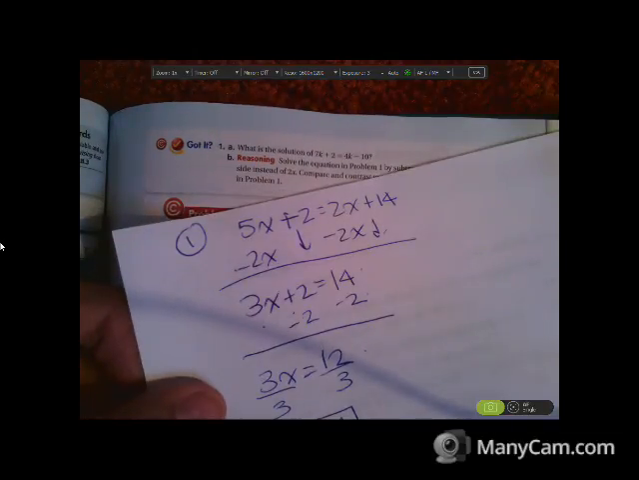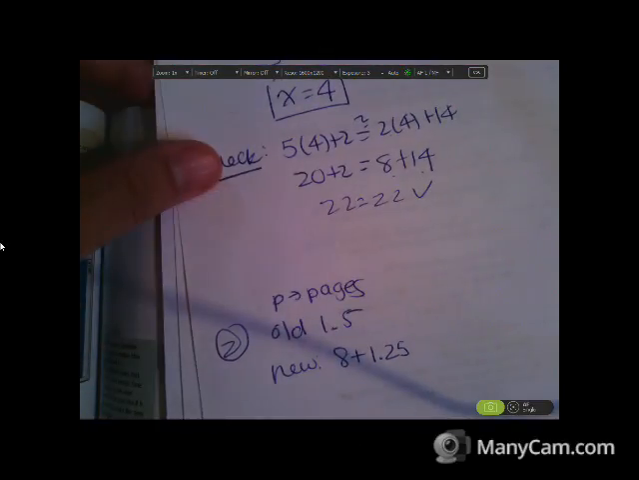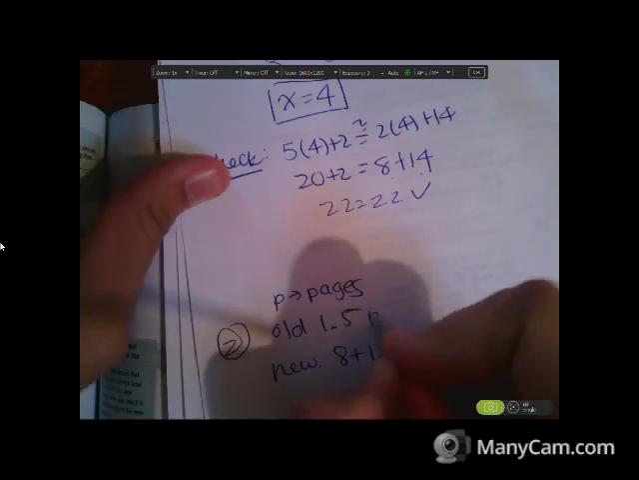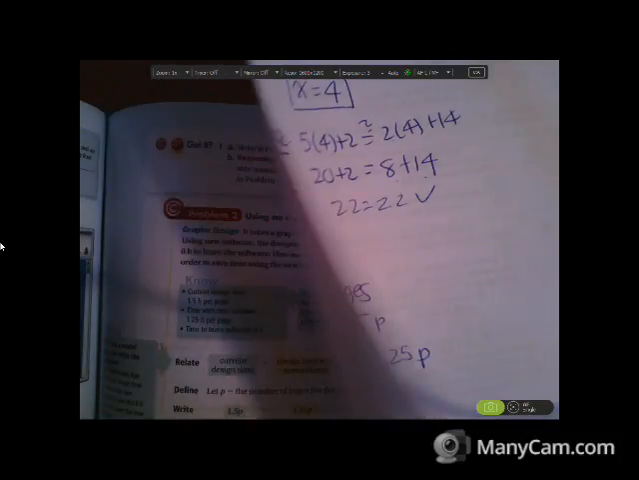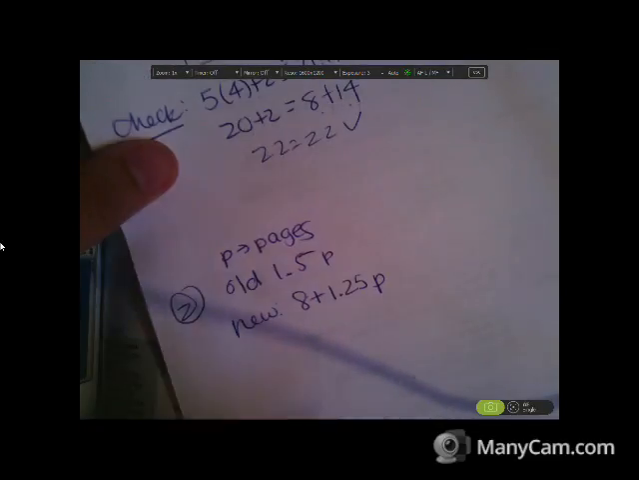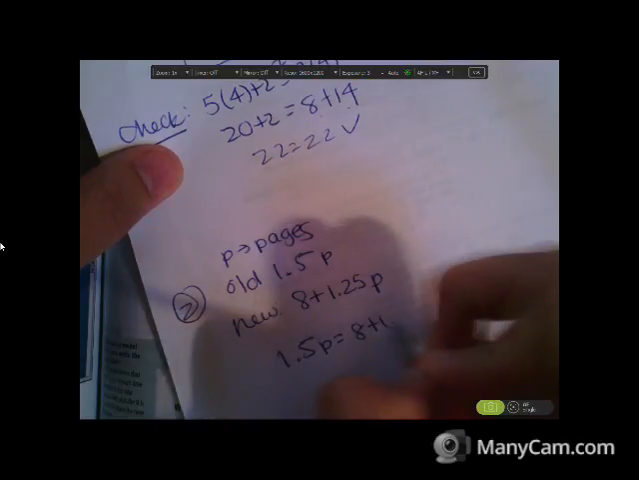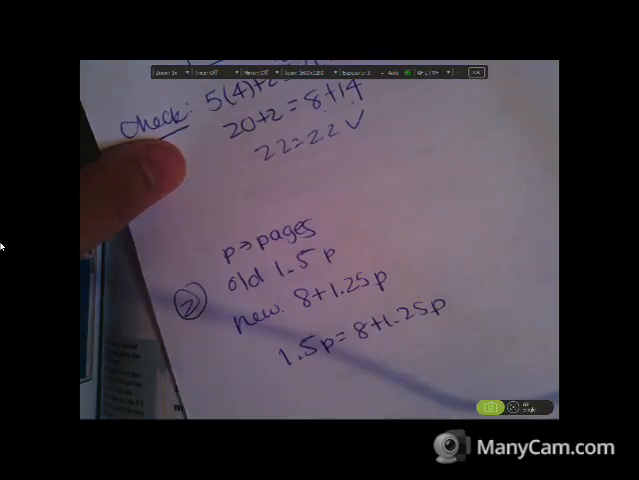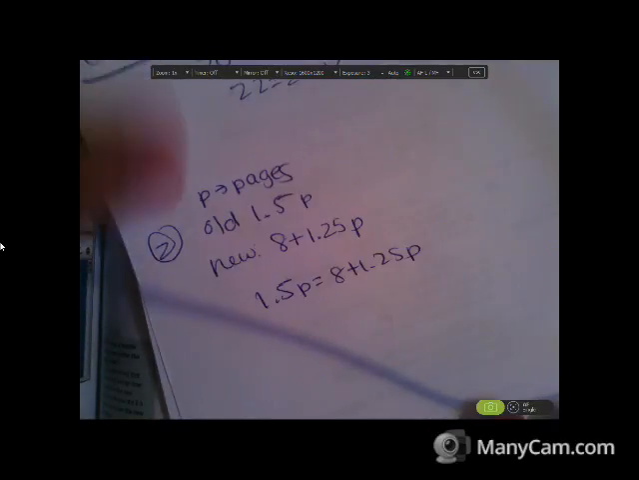So we're going to let p represent the number of pages. So the old one is 1.5 per page, and then 8 plus 1.25 per page, times the number of pages he would have to make. So, therefore, we're going to set these equal to each other. So 1.5p equals 8 plus 1.25p. Now, although these are decimals, we still solve it the same way.